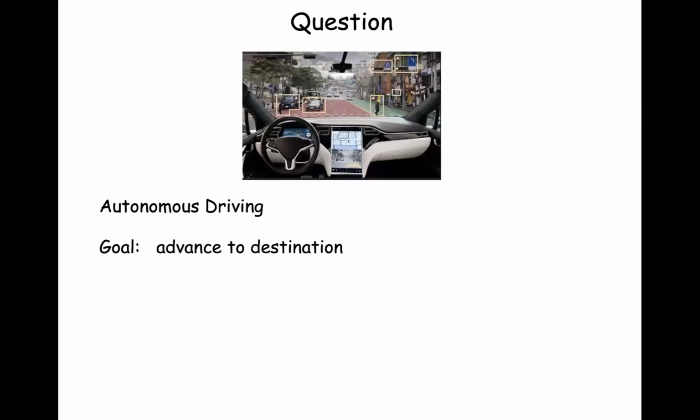So I'll start out with a question. And this concerns autonomous driving. And with autonomous driving, of course, the goal is to advance to some destination. Okay. Let me pose the question to you. Is so-called rationality possible with autonomous driving? What are your thoughts? If you could share your thoughts. Rationality. Is it possible? Do we just give up and say no?